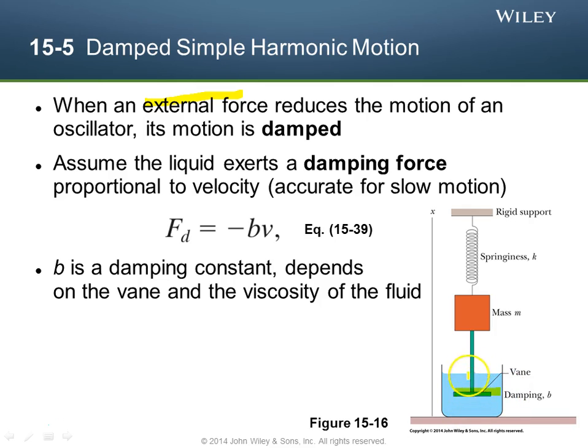There's going to be a force that's resisting this motion, and it's going to change the amplitude of the oscillation. And so we can find this damping force by taking negative b times v, where b is the damping constant. That's going to depend on the vane and the viscosity of the fluid. Think of where this can come into play: the pistons inside of our engine of, say, a car, motorcycle, whatever it may be.